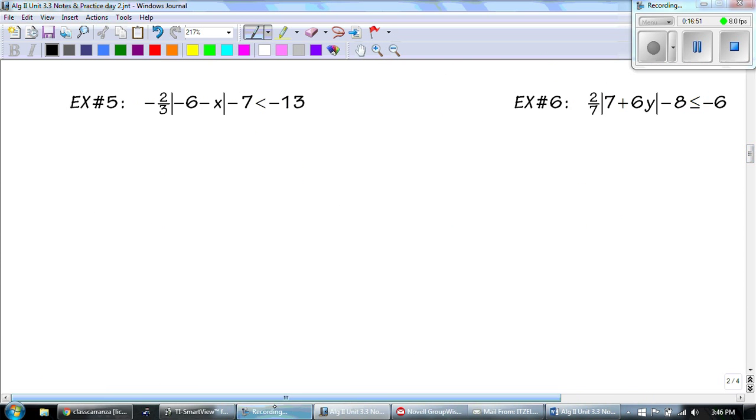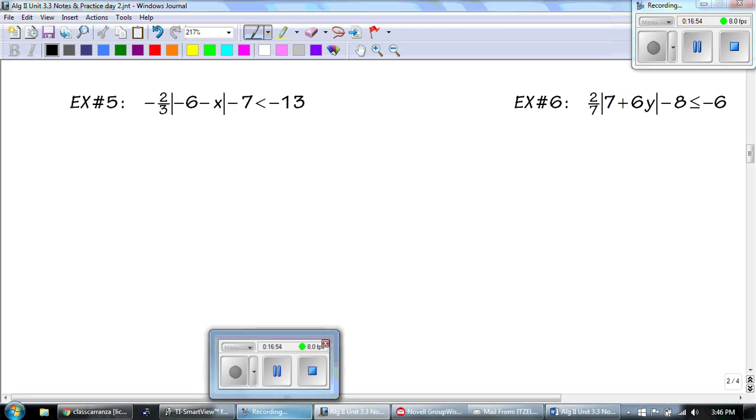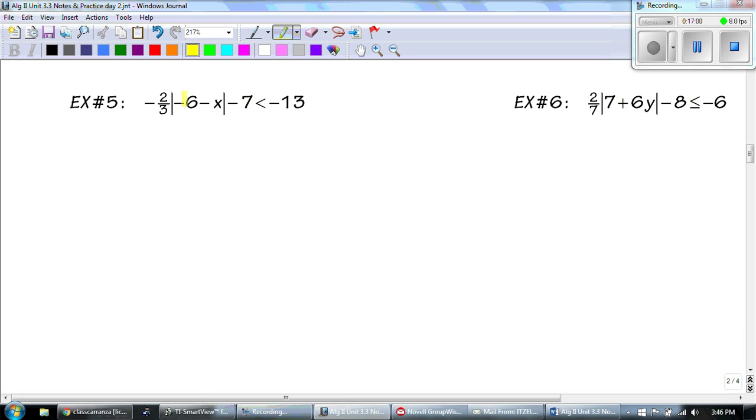So on the back, we'll do 2 more together, and then 1 and 2 on the bottom, you guys are going to try on your own. Okay? So just remember, get the absolute value by itself before we do anything else. So I need to add 7 to both sides. I have negative 2/3 absolute value of negative 6 minus x is less than negative 13 plus 7 is 6.